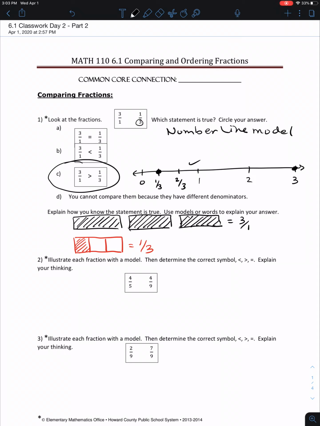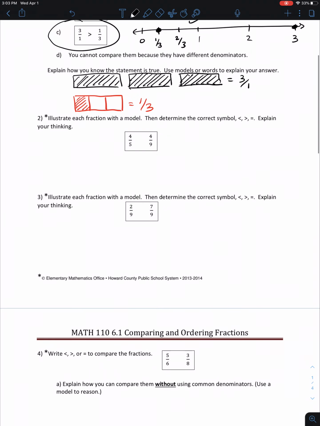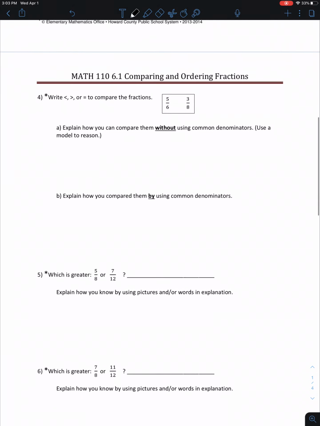So I'll let you guys do 2 and 3. At this point, pause the video and practice 2 and 3, just like we did above. If it asks for a model, either think of the number line or the rectangles, or if you want to play around with those number strips, you can do that.